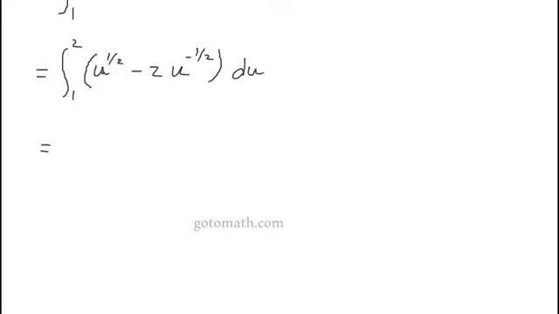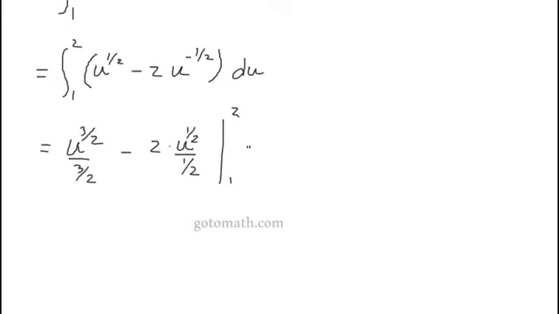Now we're going to do the integration. So we're going to add 1 to the exponent, so that becomes, like I said, 3 over 2, and then we're going to put 3 over 2 in the denominator, minus 2 times u. Adding 1 to this becomes just a half over a half, and of course we're going from 1 to 2.